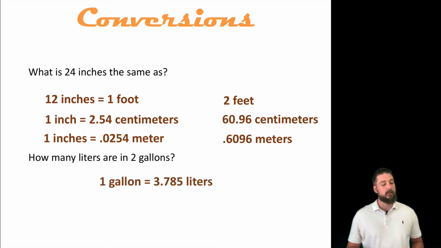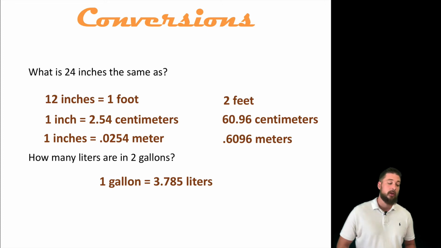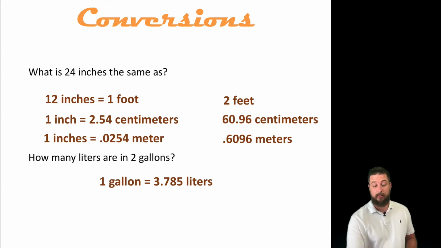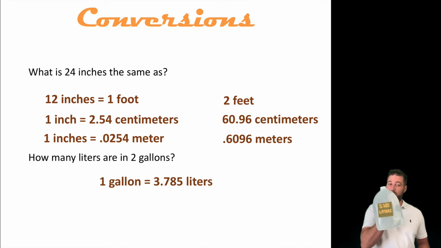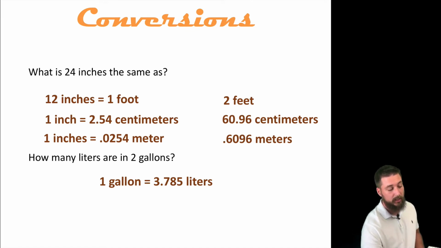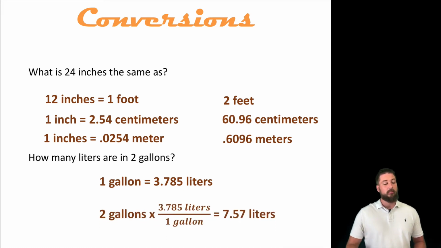So let's go ahead and talk about how many liters are in 2 gallons. Well, we know that 1 gallon is equal to 3.785 liters. And so we can do a conversion to then figure out how many liters are in that many gallons. And so this equation that popped up here is how we're going to convert things moving forward.